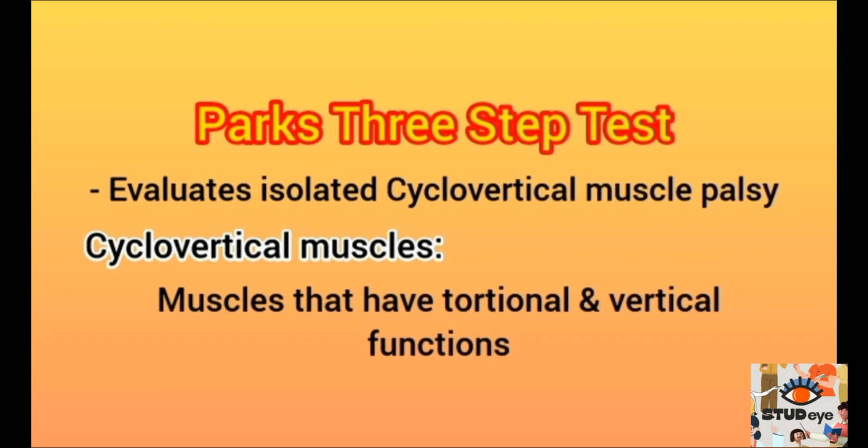These are the muscles that have torsional as well as vertical functions, right? So those extraocular muscles which help in elevation or depression and intorsion or extorsion are the cyclovertical muscles. And in Park's 3-step test, we evaluate the palsy of that single muscle which is cyclovertical, who has either torsional or vertical functions.